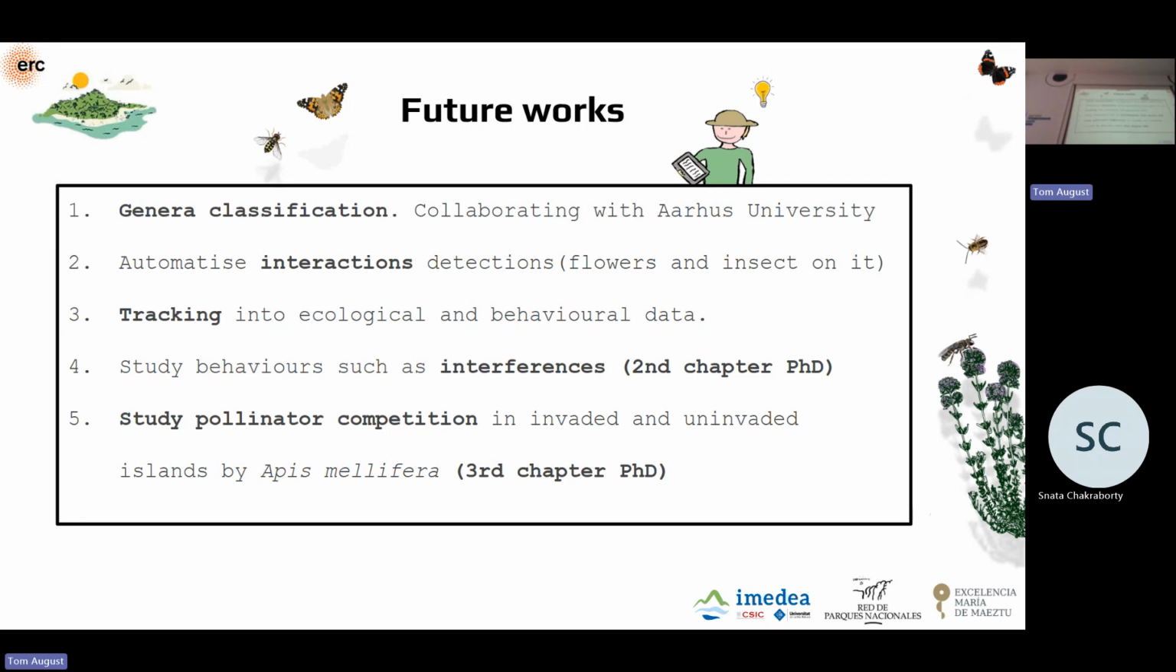And in my next studies, I'm going to compare islands invaded and uninvaded by Apis mellifera.